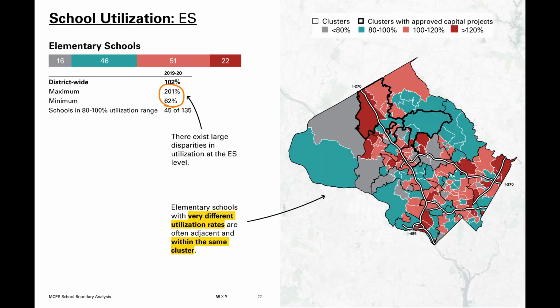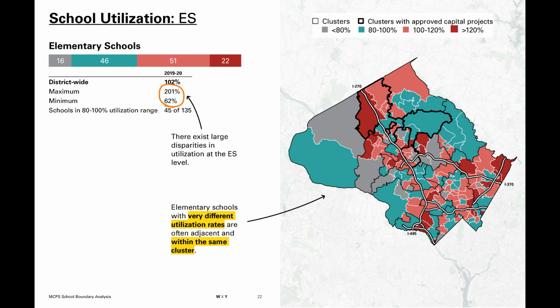If we zoom out to the county level, we can look at all elementary schools in Montgomery County across clusters. And we see, once again, a large variation in utilization rates, with a district average of 102%. But some schools are overutilized at 200%, meaning there are twice as many students as there are seats and resources, while other schools are underutilized at 62%, meaning there are almost half as many students as there are seats and resources.